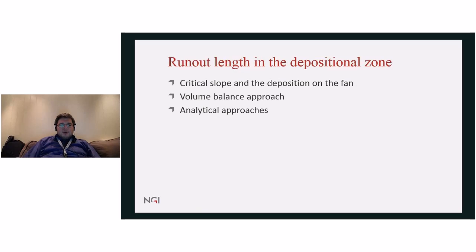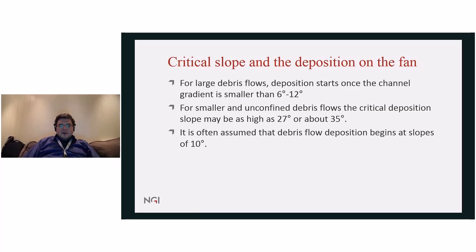There are also approaches that evaluate runout length in the depositional zone. For these, there are some empirical values that have been observed for large debris flows. The deposition starts once the gradient in the channel is more than 6 to 12 degrees. For small and unconfined debris flow, the critical deposition slope may be as high as 27 or 35 degrees. In general, it is often assumed that debris flow deposition begins at slopes of 10 degrees.